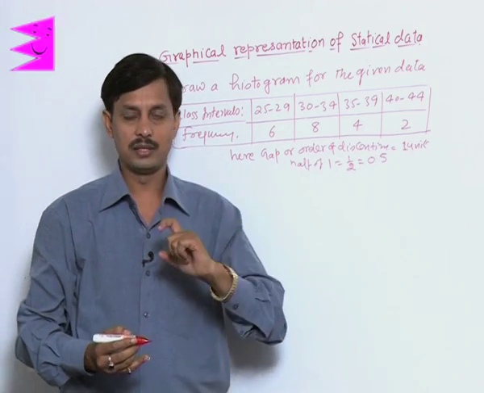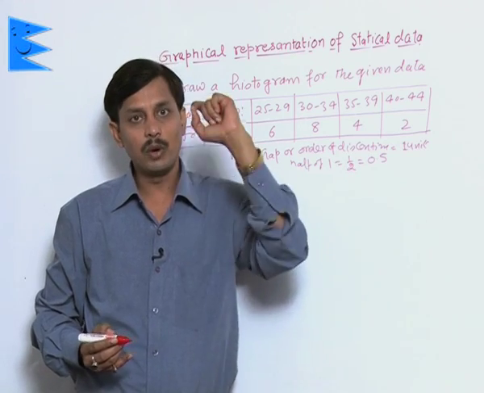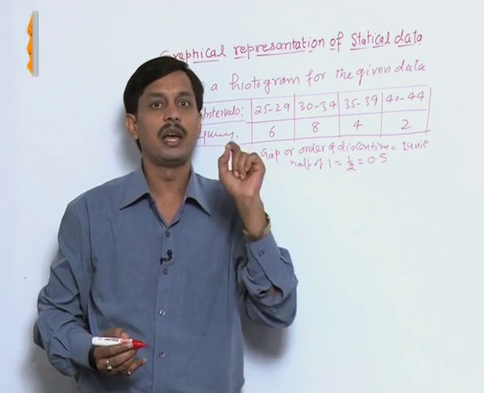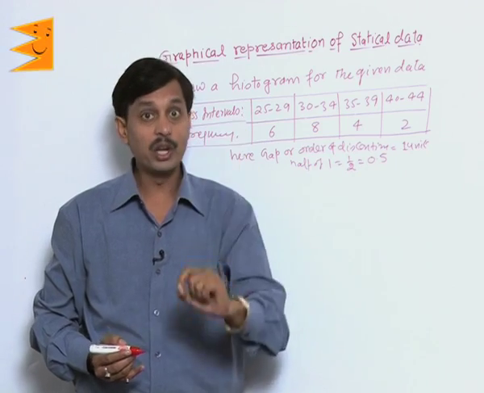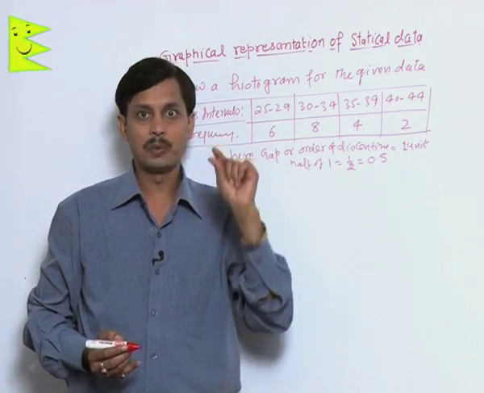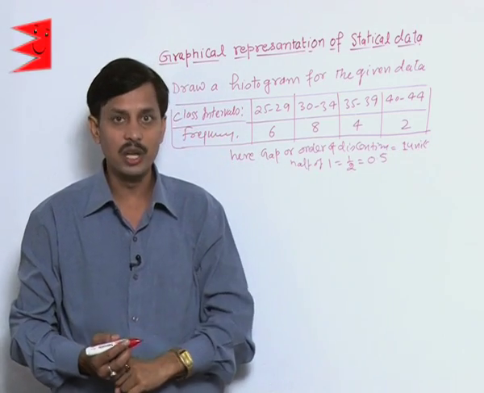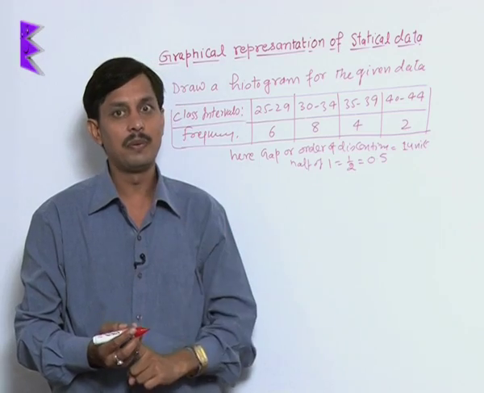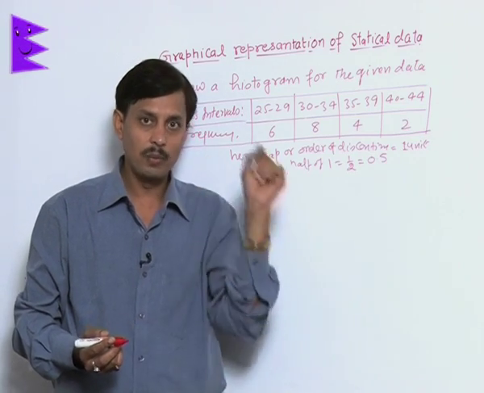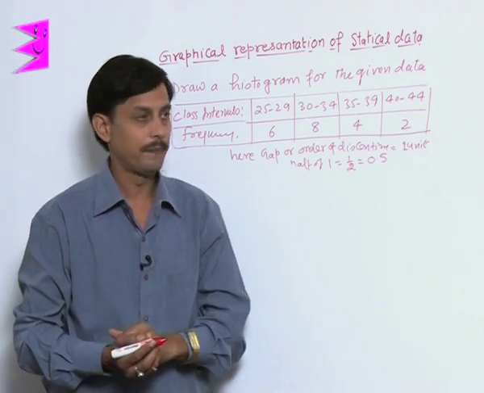The rule is, if you want to convert inclusive or discontinuous data into exclusive or continuous data, first observe how many points there are in the discontinuity, take its half, and subtract it from the lower limit and add it to the upper limit of every interval.